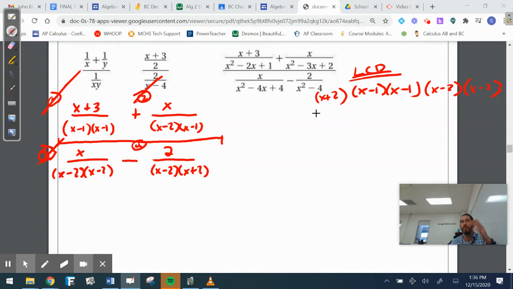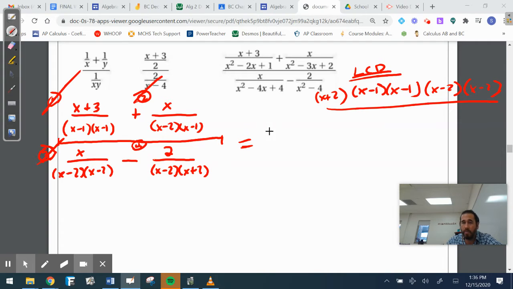But guess what? All you have to do with these problems is play a cross-out game from the start. You're going to multiply all of this by number 1. And if you do that, the x minus 1s would cancel out.